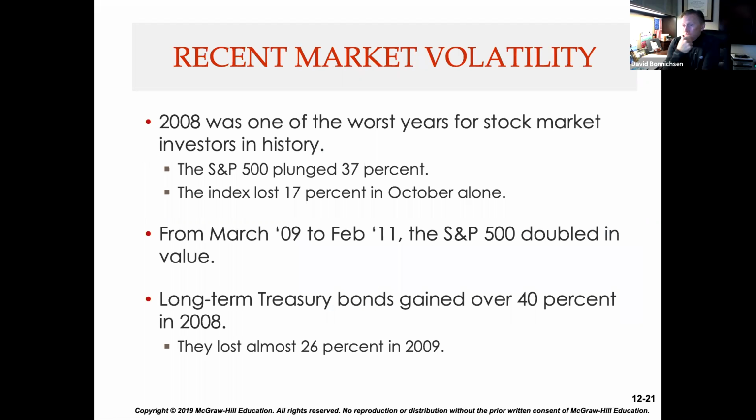Okay. So, market volatility, right? 2008, 2009, one of the worst years, our worst 18 months in the history of the markets outside of the Great Depression. The S&P dropped pretty much close to 40%. It lost 17% in 1 month alone. So there was a lot of volatility. And again, remember, where there's volatility, there's opportunity.